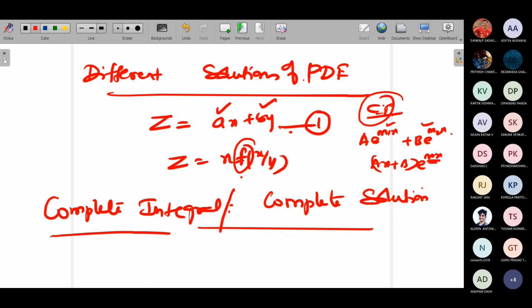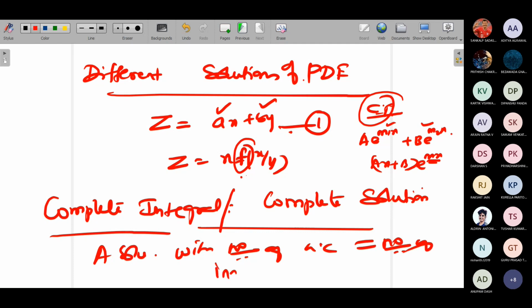So what you observed in the complementary function: a solution with number of arbitrary constants equal to the number of independent variables is called complementary integral. Okay, a solution with number of arbitrary constants equal to the number of independent variables is called complementary solution.